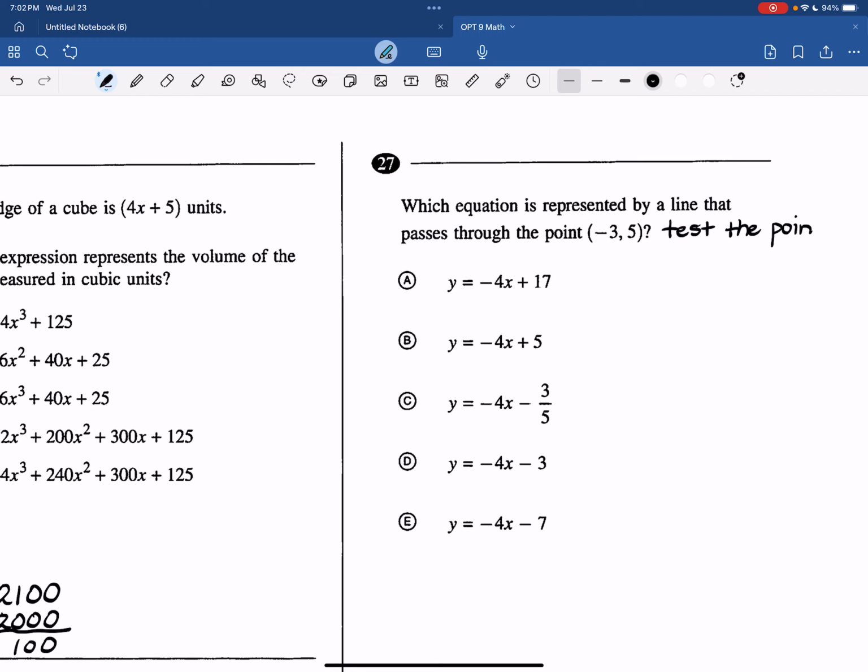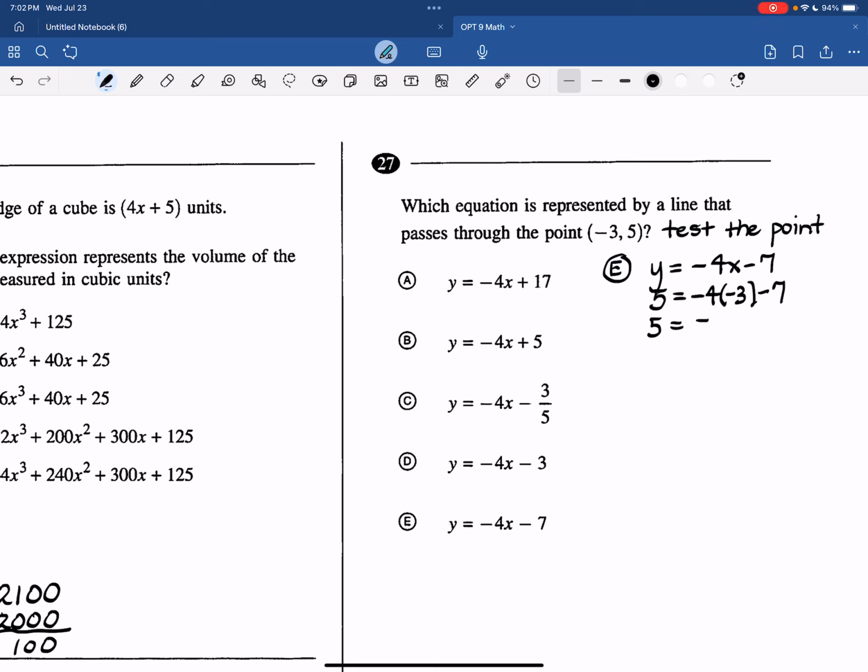And I think I told you in one of these videos that I always start at the bottom of this type of question because sometimes that will save you some time. So I'm going to start with E. And the choice for E is y equals -4x minus 7. So y, according to that point, is the 5. The -3 is your x value. So you're just going to plug those values in.